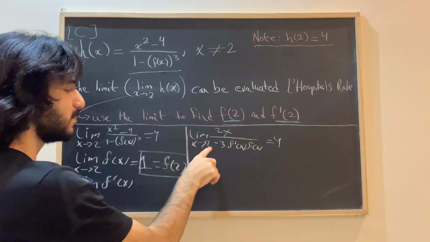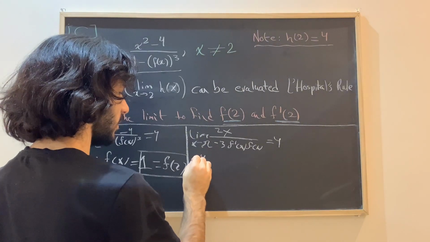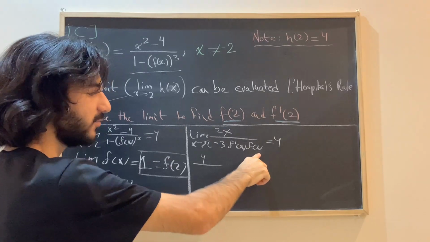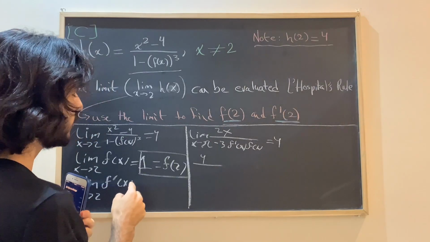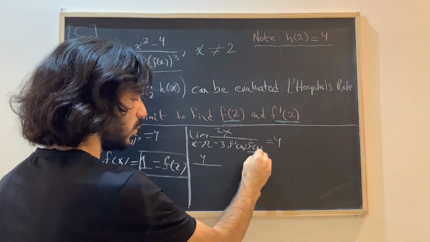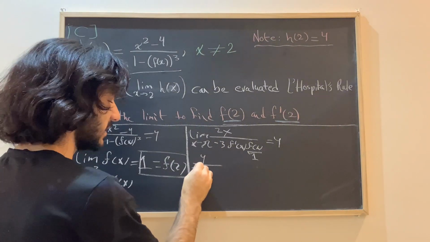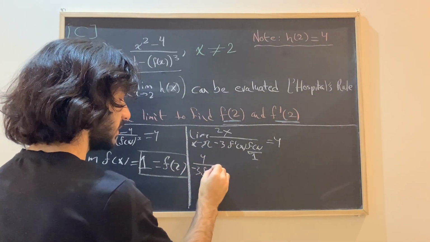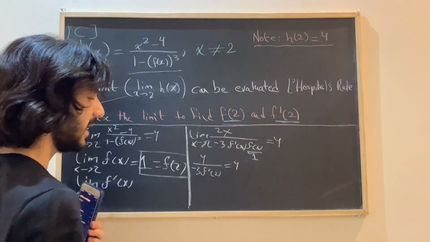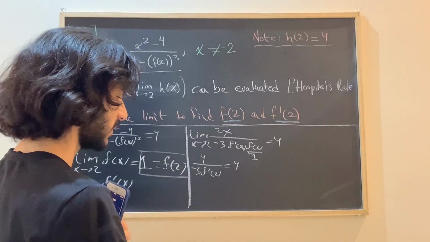Okay, now let's plug in the value of the limit, and we're going to get 4 over, okay, so f of 2 is what? f of 2 is 1, as we just found out. And if this is 1, 1 times negative 3 is just going to be negative 3. And this is going to be f prime of 2, equal 4. And now we can easily isolate f prime of 2.